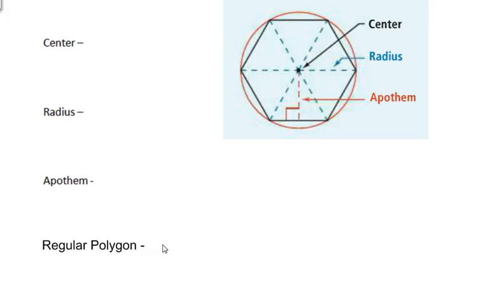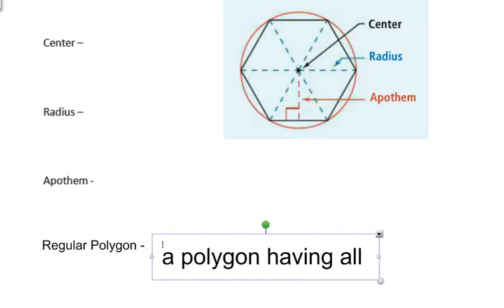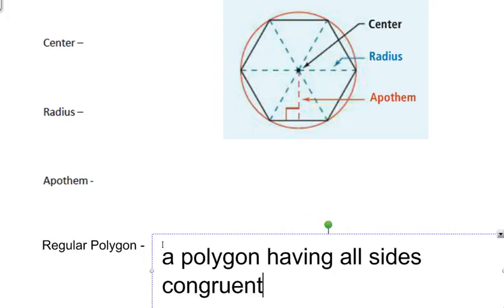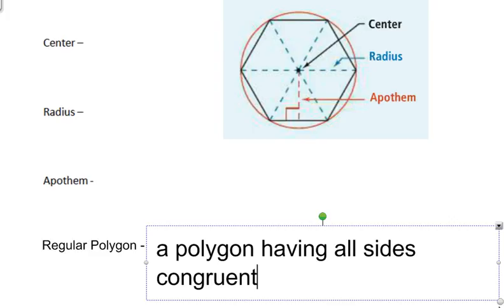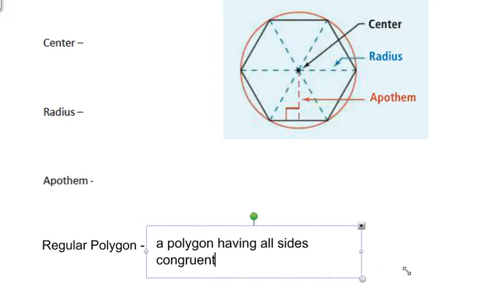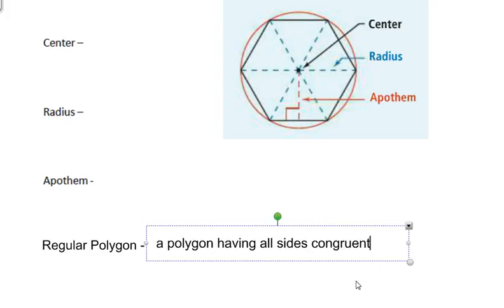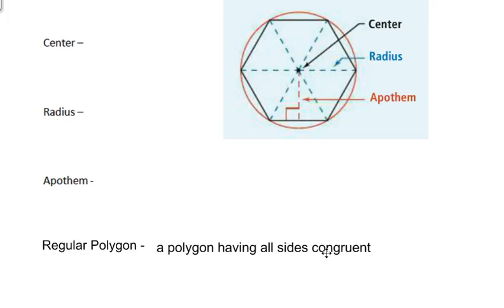So a regular polygon is a polygon having all sides congruent. So all the sides of this polygon are congruent. That would also mean that all the angles are congruent. So recall that. Now there are some parts of a regular polygon that you're going to need to know for finding the area of any regular polygon.